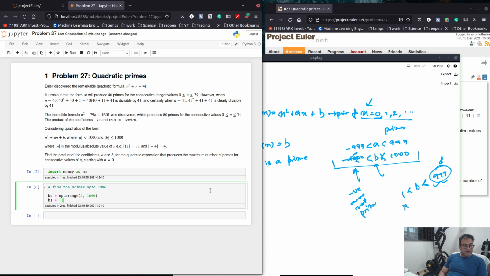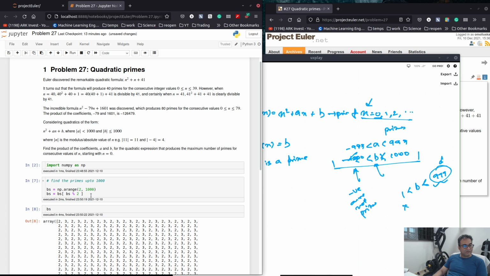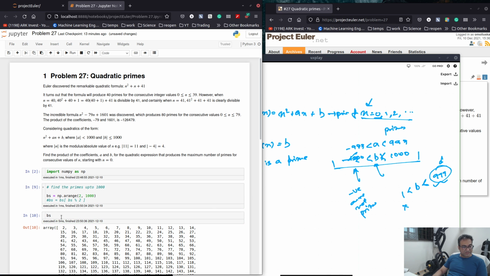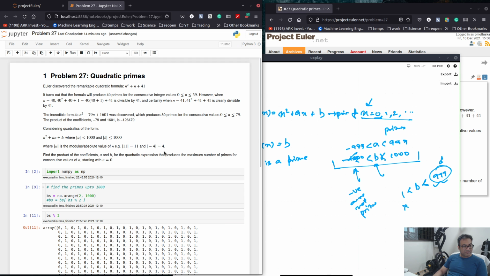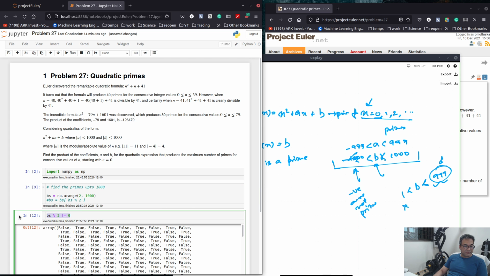Then bs equals np.where bs percentage 2 is not equal to 0, right? And let's look at what bs is. Okay, so something obviously went wrong. Let's look at bs percentage 2 not equal to 0, which is true or false. Okay, so this is the condition we want.